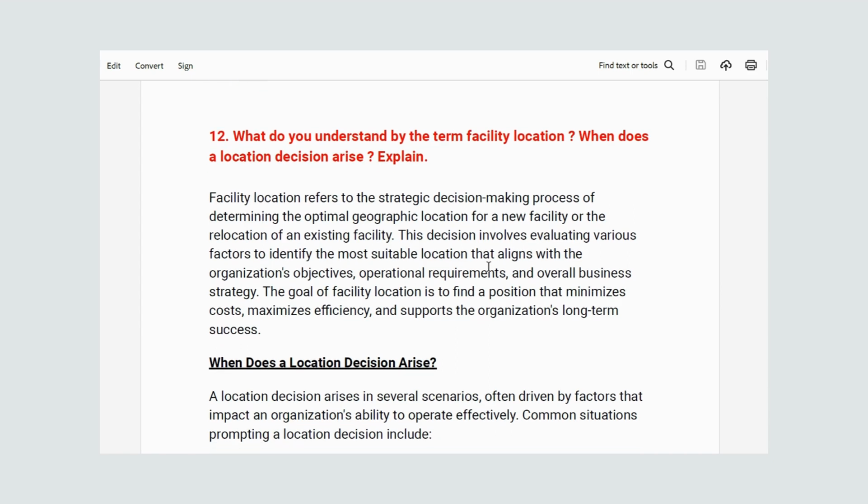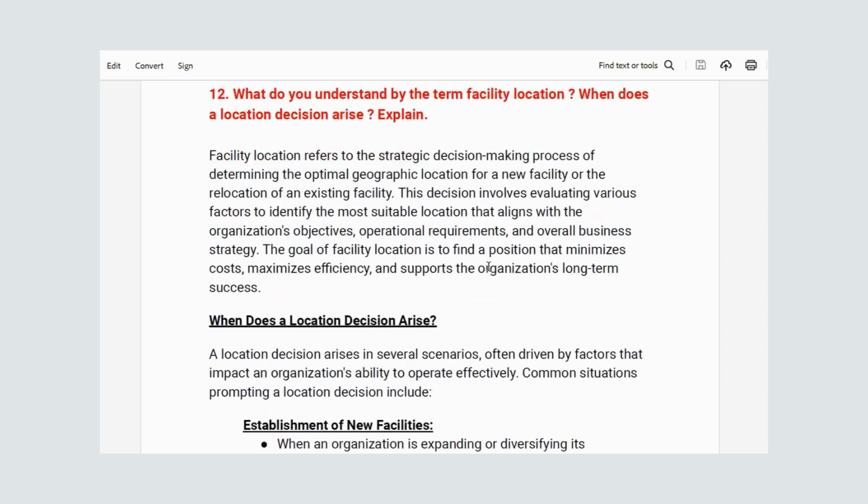So this decision involves evaluating various factors to identify the most suitable location, which aligns with the organization's objectives and requirements and the overall business strategy. So the goal of facility location, we can say, is to find a position that minimizes cost, maximizes efficiency, and supports the organization's long-term success.